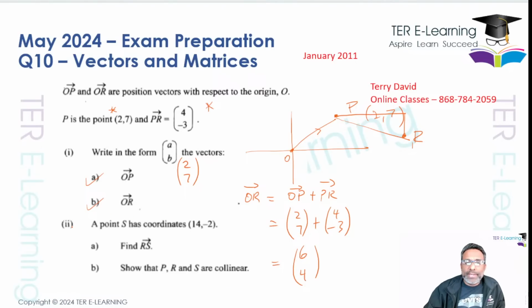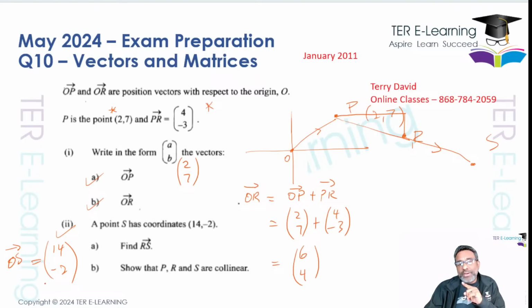Right, the next part here now, they set a point S. A point S has coordinate (14, -2). Find RS. So S is somewhere down here, and they're telling us that they want us to find the vector RS. Now, the point S is (14, -2). So therefore, OS in column vector format is going to be (14, -2). This is our vector here for OS. Now, I want to figure out the vector RS.